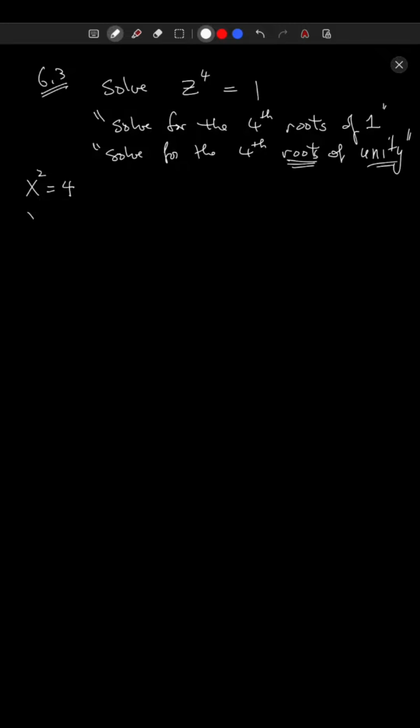You're solving for x equals square root of 4, which is 2, right? So we're solving for the roots of unity. Okay, so we do this example just in the same way as we did before. So this is 1. We write everything in trig form.